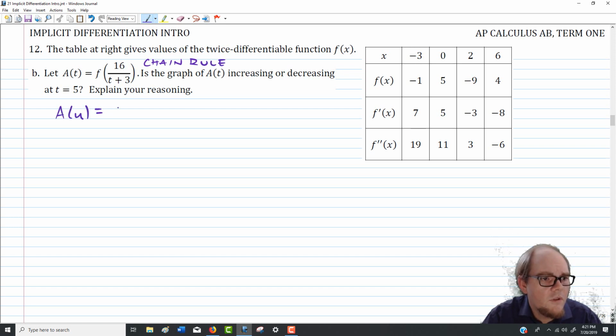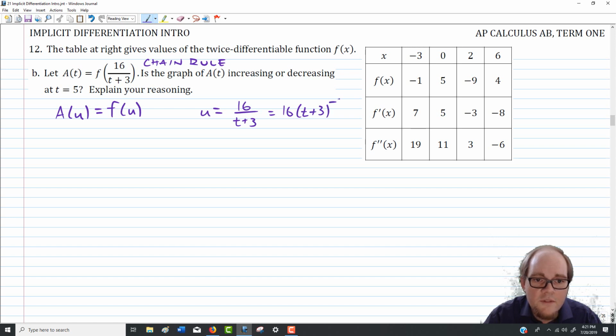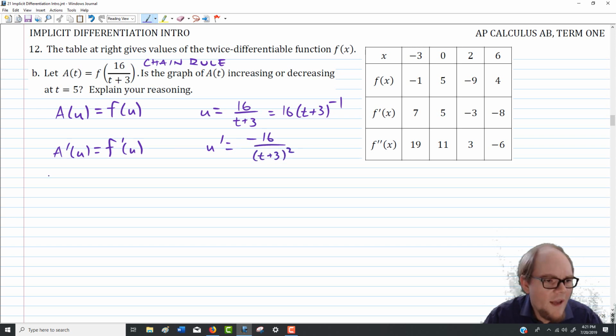In fact, doing a quick little full derivation of the chain rule, I'd let a of u equal the outside, which would be f of u. The inside would then be 16 over t plus 3, which, if you're going to be concerned about differentiating, is the same thing as 16 times (t plus 3) to the negative 1. Taking the derivative of each piece, a prime of u is just f prime of u. u prime is going to be -16 over (t plus 3) squared. And now we've just got to multiply our pieces together. We'll get our full derivative, a prime of t is f prime of u times u prime.